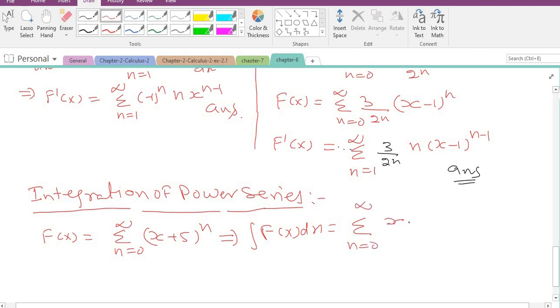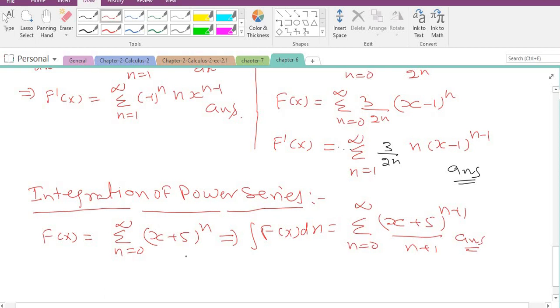So integration of that one is (x+5)^(n+1) divided by (n+1). Finish. This is the answer of that one. Integration of that part is (x+5)^(n+1) divided by (n+1). This is the answer of that question.